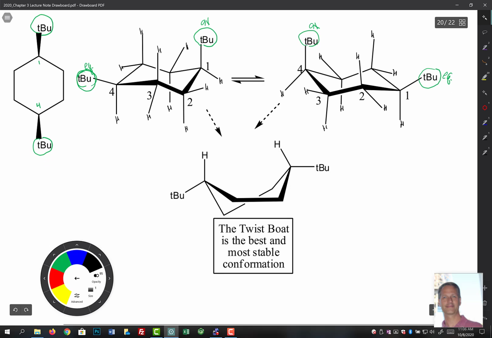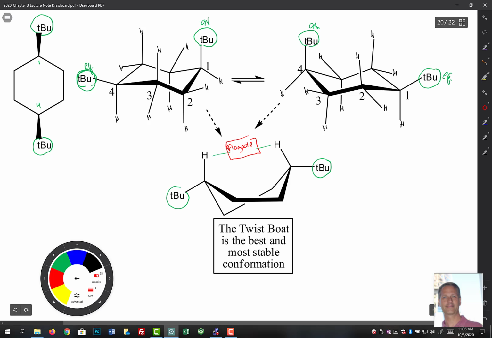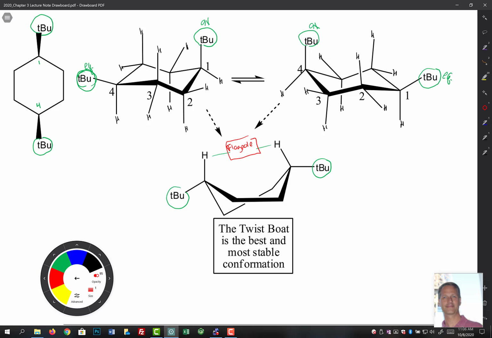And it does a twist boat in such a way that it puts those t-butyl groups far away from each other, right? So remember that position, that is your flagpole. So it'd be horrible to put them there. Instead, we can point them farther away. So occasionally, this is going to be your most stable conformation. And generally, you're looking for those big bulky groups being at an axial position in both of your chair conformations.